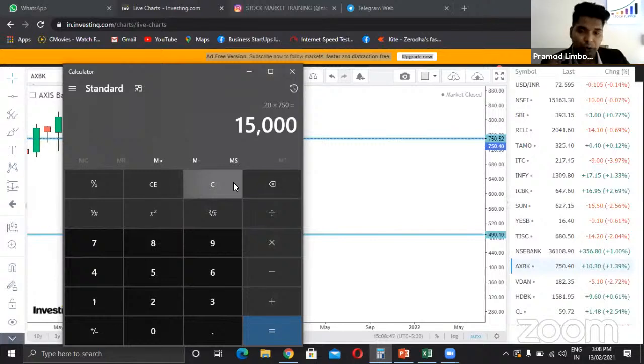So you tell me if it is a good return or a bad return compared to FD. If you think there is another best option rather than this investing, then just please comment. Okay, so let's move on.